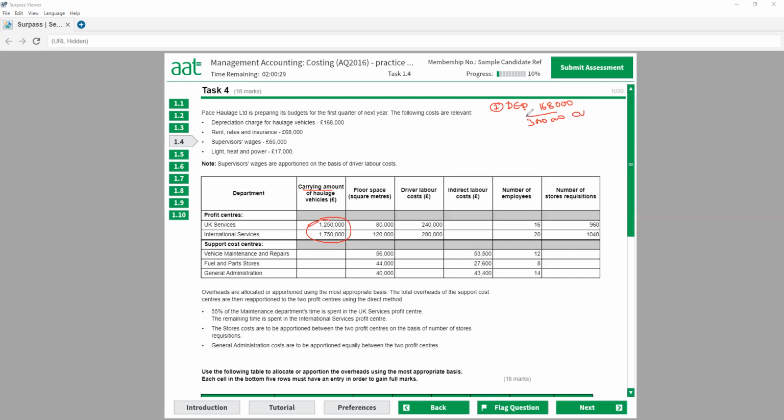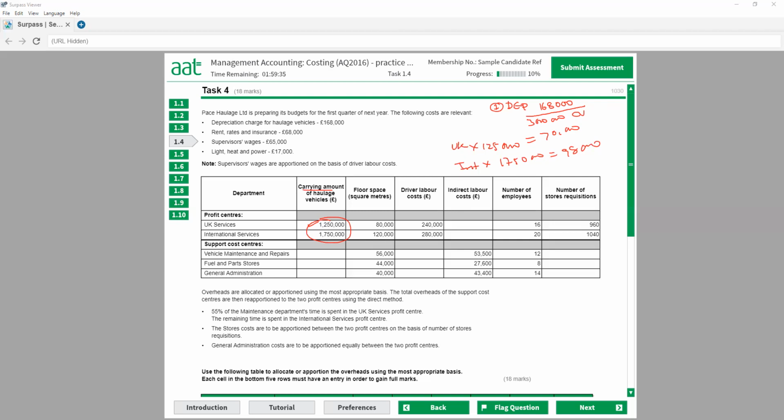All you have to do is divide that 168,000 by 300,000. Then for the UK, we multiply by 1250, and for the international, we multiply by 1750. So let's do that. 168,000 divided by 300,000 times 1250,000 will give you 70,000. So for the UK it is 70,000, and for the international it is 98,000, the difference. So out of 168,000, 70,000 is for the UK and 98,000 for the international.